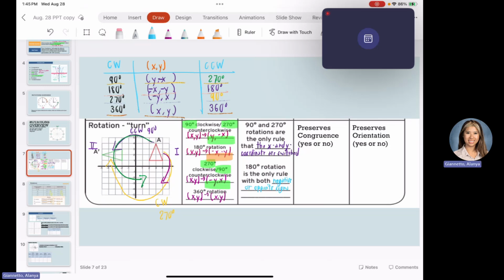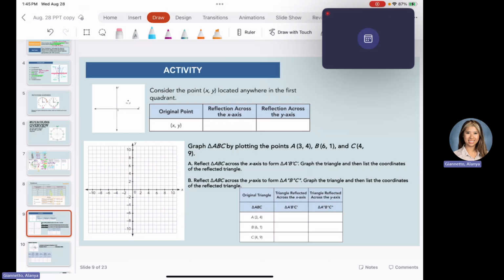Okay, so in terms of congruence, we already kind of spoke about this. When you rotate a shape, it does not change shape or size. So yes, it does maintain congruence. And in terms of orientation, the only time that a rotation would maintain orientation is in a 360 rotation, but other than that, it would not maintain orientation. Okay, we're going to go on to our activity.